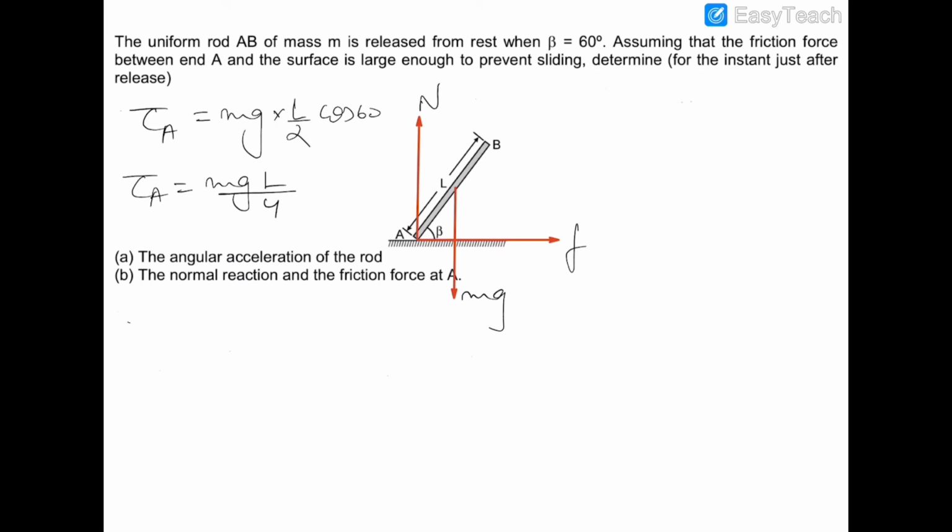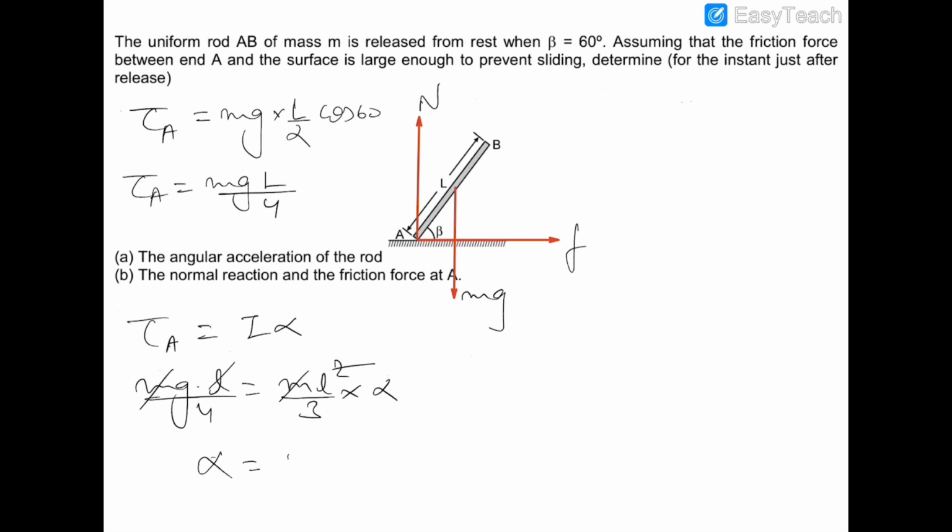Now this torque will be equal to I alpha, and therefore mg L by 4 will be equal to I, where I is moment of inertia of this rod about this point. So it is m L square by 3 into alpha. So cancelling this m with m and L with L, this is also capital L. So alpha is equal to 3g by 4L.